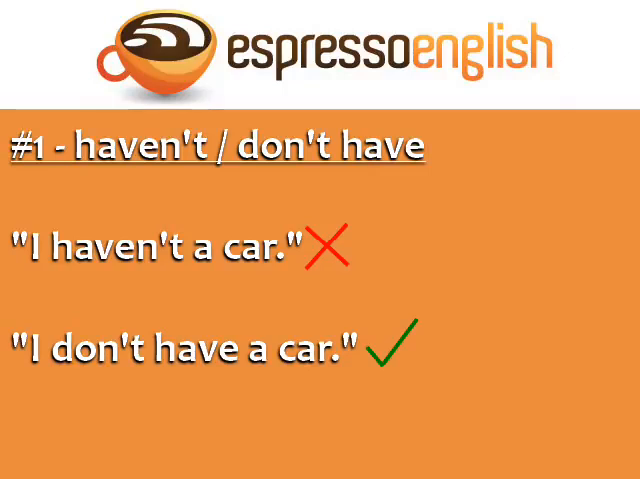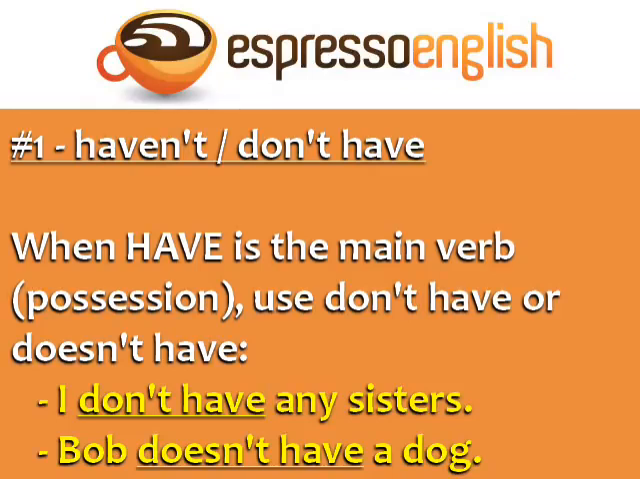I haven't a car is incorrect. The correct sentence is, I don't have a car. When have is the main verb, meaning possession, we use don't have and doesn't have. For example, I don't have any sisters. Bob doesn't have a dog.